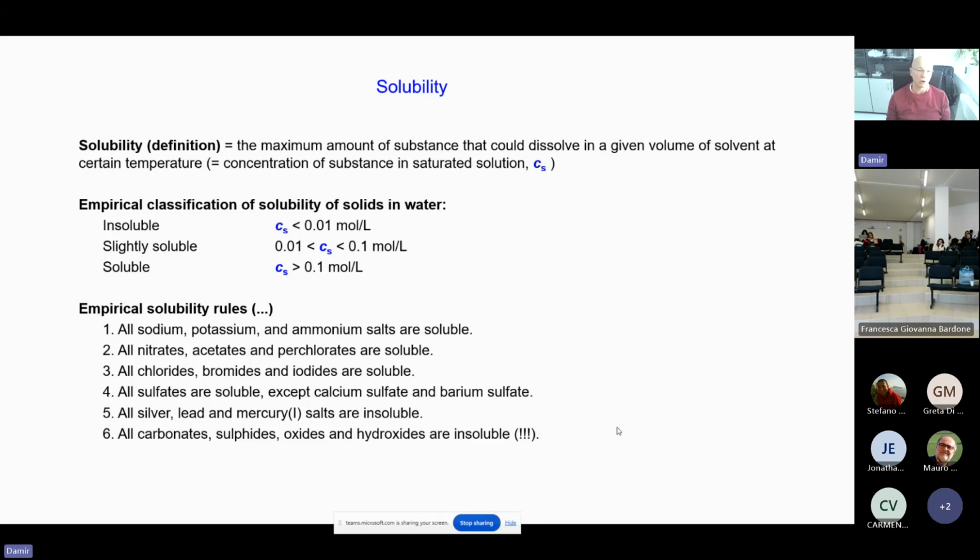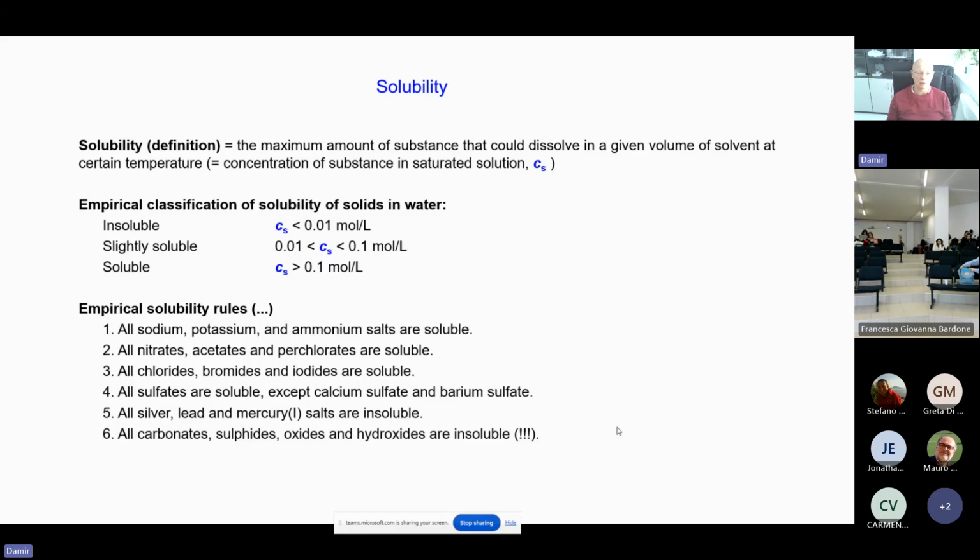There are also a lot of empirical solubility rules. It's good to know them when you come in contact with a new precipitation system. One of these says, for example, that all sodium and potassium as well as ammonium salts are soluble. Also, nitrates, acetates, and perchlorates are soluble, similar to chlorides, bromides, and iodides. On the other hand, the majority of sulfates are soluble, but there are some exceptions, like calcium sulfate or barium sulfate.